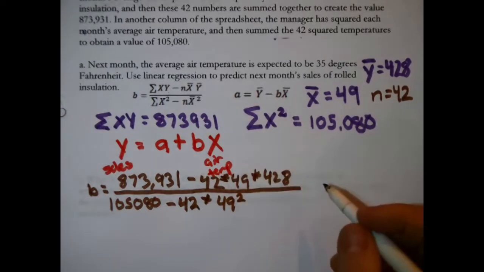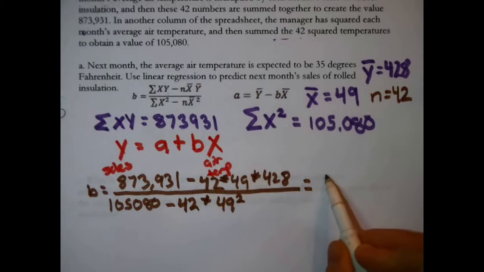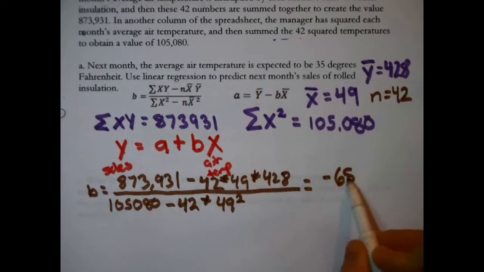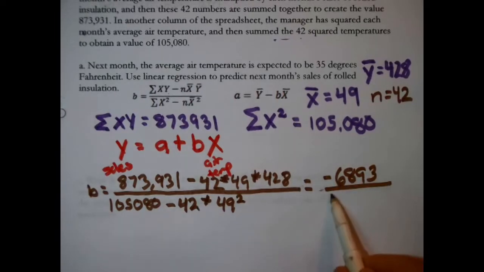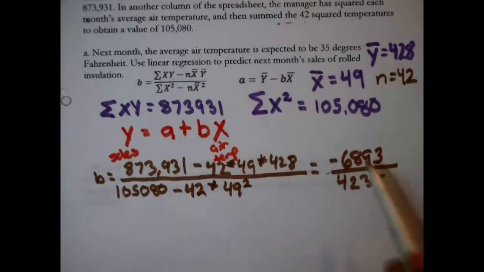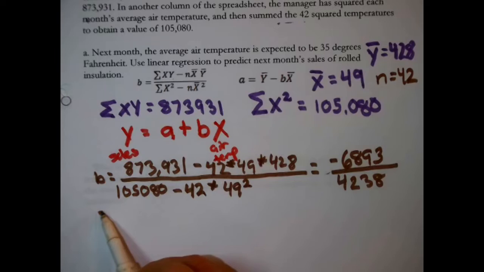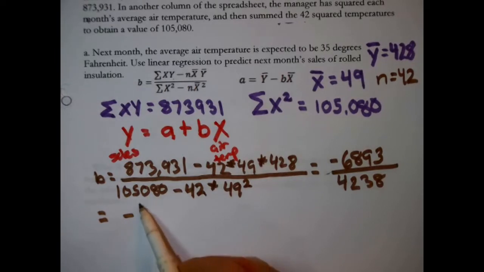So I put that in my calculator. In the numerator, I got negative 6,893, and in the denominator, I got 4,238. So the result of this formula is basically a negative 1.63.